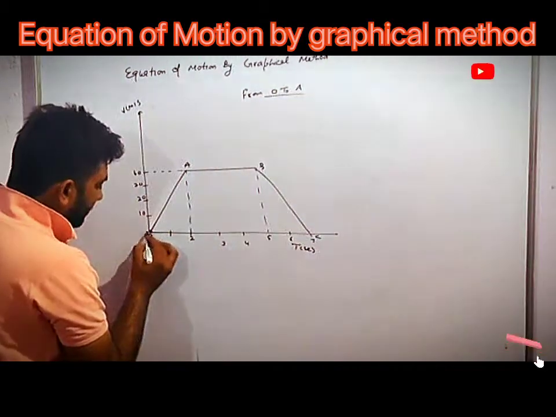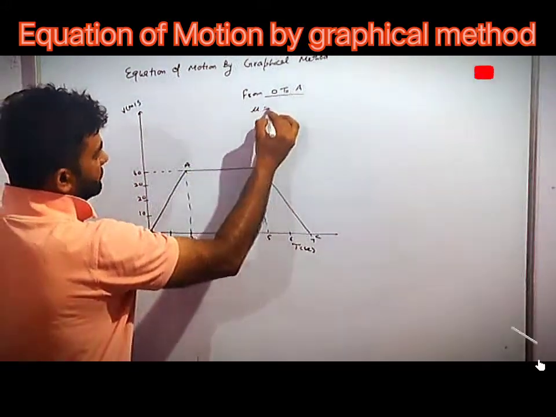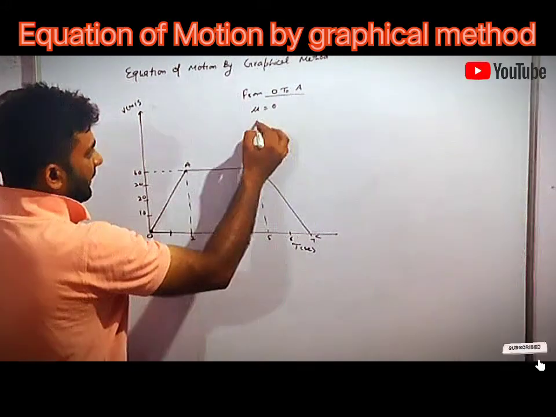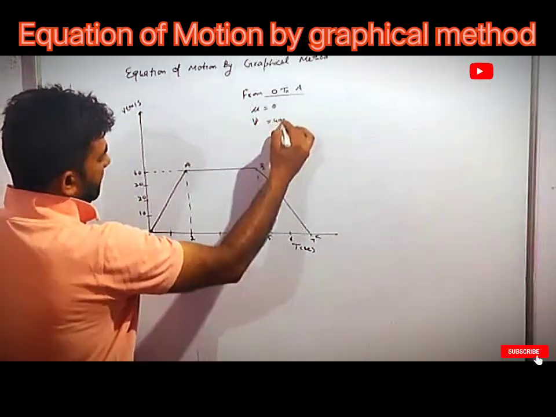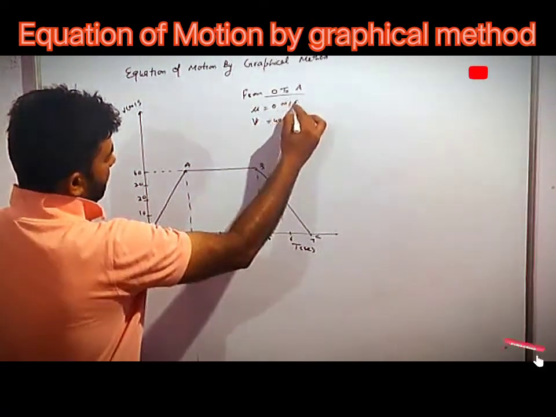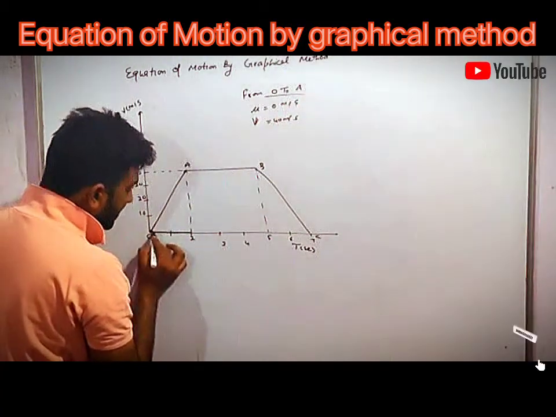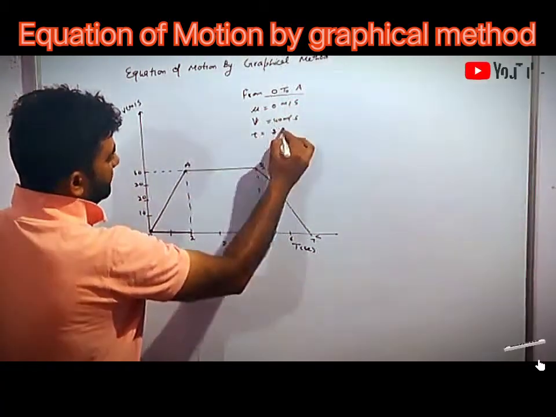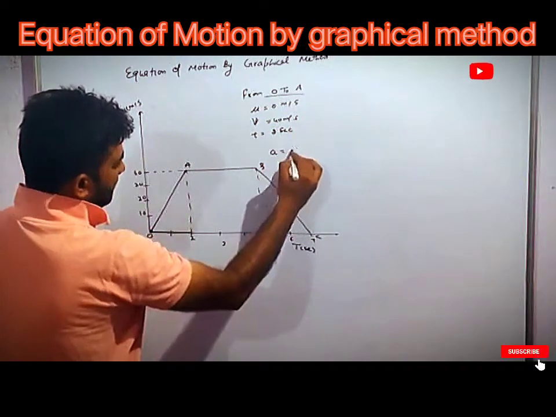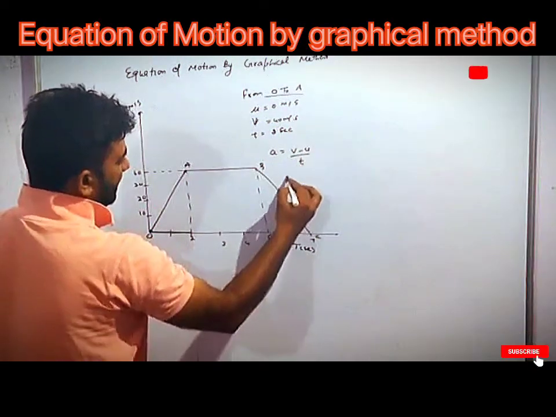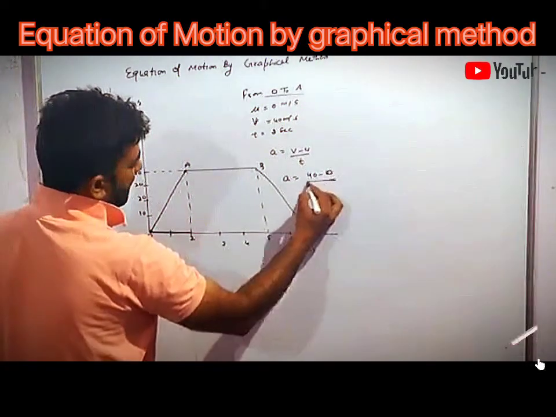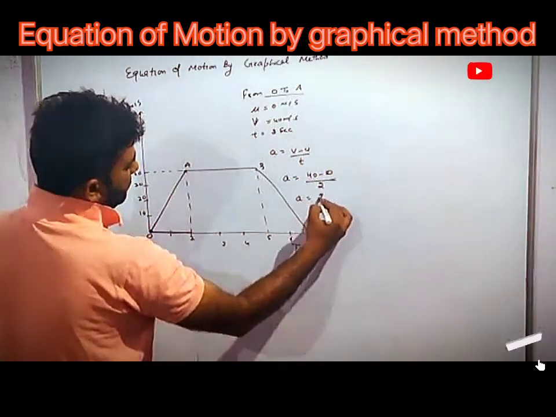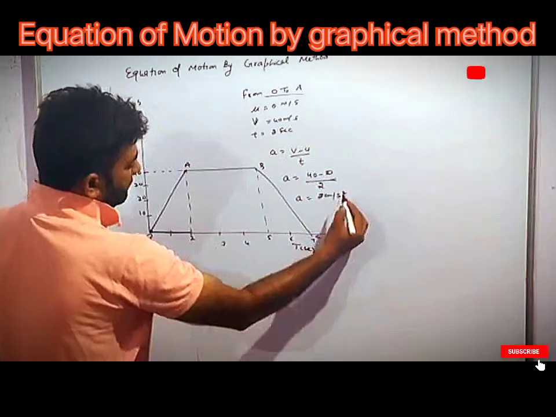O is the initial point, so initial velocity is 0. A is the final point, so v is equal to 40 meter per second. From O to A it takes 2 seconds, so time is equal to 2 seconds. So acceleration is equal to (v minus u) by t. So a is equal to (40 minus 0) by 2. a is equal to 20 meter per second square.